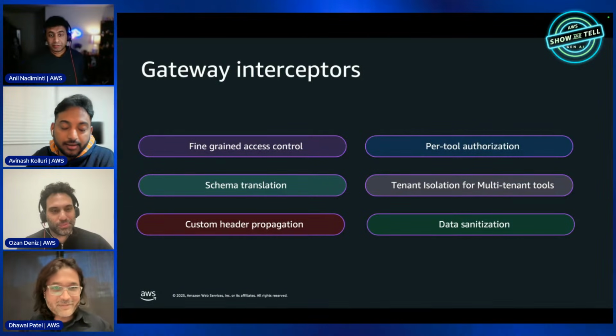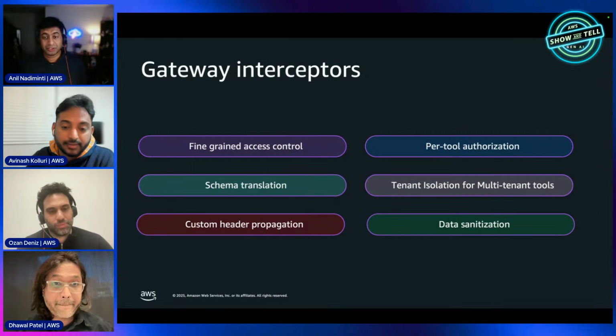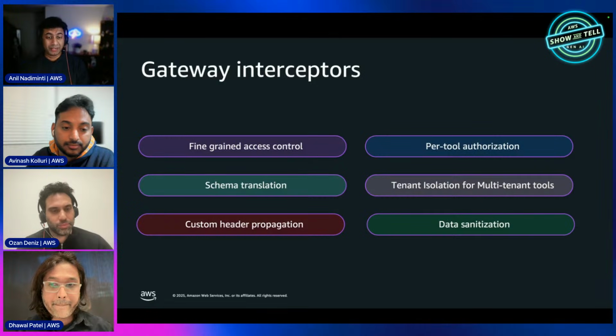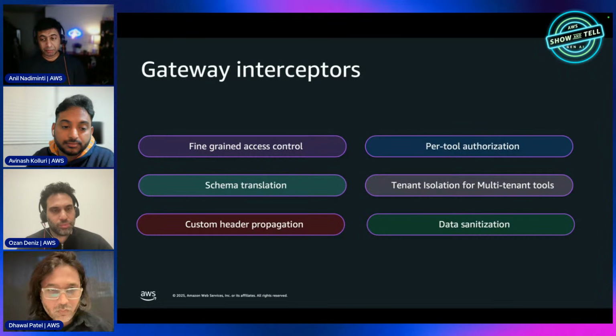Yeah. Least privilege is definitely a takeaway. Right. So we have all these features that are possible with the gateway interceptors, but today's session is focusing on fine-grained access control, and also maybe custom header propagation. Exactly. That's right.